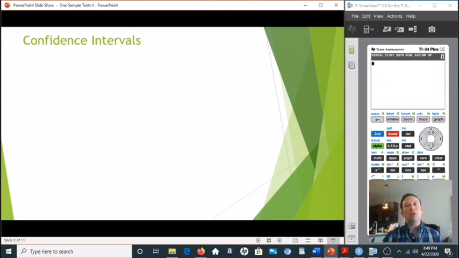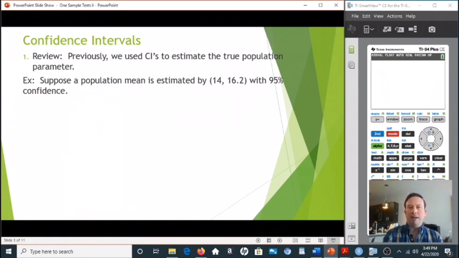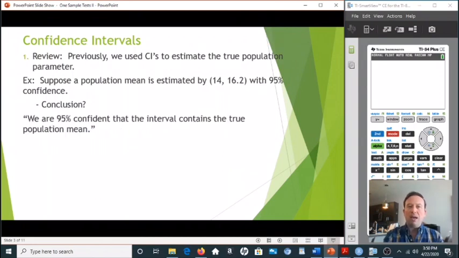So I would like to go over something regarding confidence intervals. So previously, we used confidence intervals to estimate the true population parameter, that the true average is somewhere between this number and that number with 95% confidence or 90% confidence, whatever the number is. So for example, let's suppose that a population mean is estimated by this interval, 14 up to 16.2, with 95% confidence. So remember, what was our conclusion on that? We said that, well, we're 95% confident that the true average is somewhere in the interval, or that the interval contains that true value. Okay?